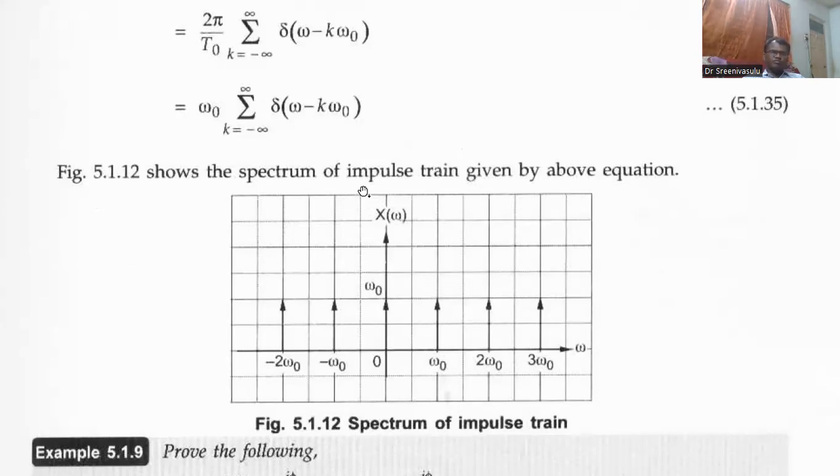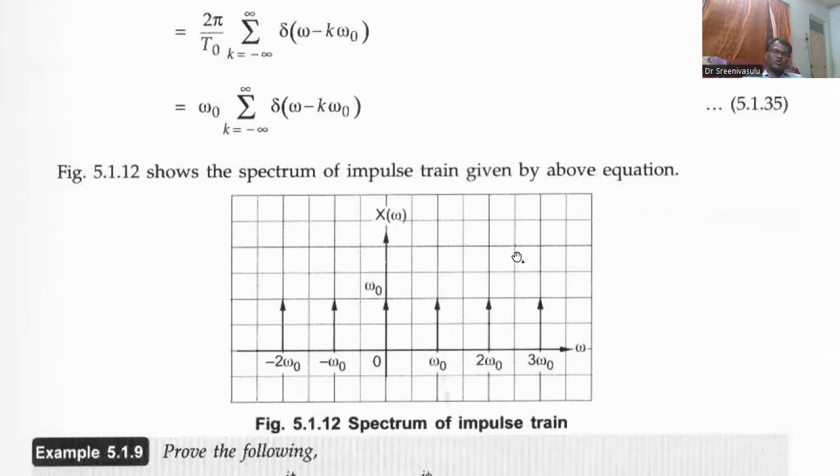So, for example, substitute k equal to 0. Whenever k equal to 0, there is a delta of omega. This delta of omega means the delta function exists only at omega equal to 0, and the corresponding amplitude is omega naught. Similarly, if you substitute k equal to 1, delta of omega minus omega naught exists at omega equal to omega naught. For k equal to 2, omega equal to 2 omega naught. It is on the positive side. Similarly, for negative values, k equal to minus 1, you will get delta of omega plus omega naught. This exists at omega equal to minus omega naught, and the corresponding amplitude is omega naught. So if you see the spectrum of this periodic signal, it is like a Fourier series spectrum.